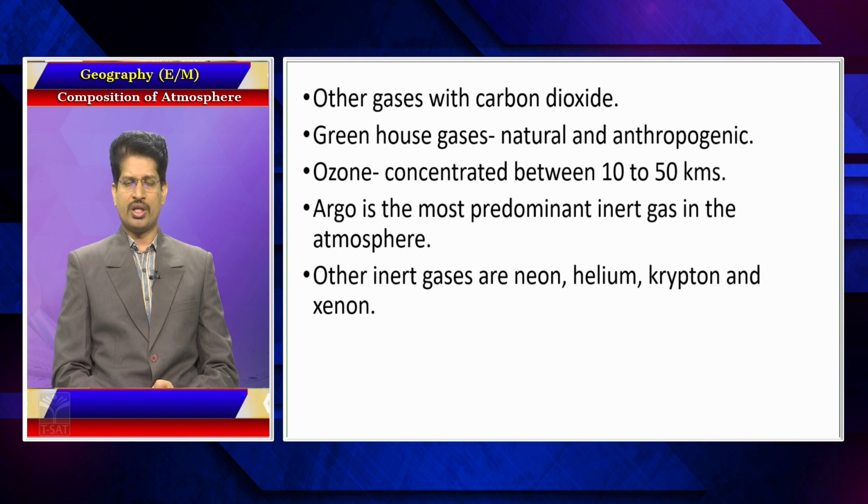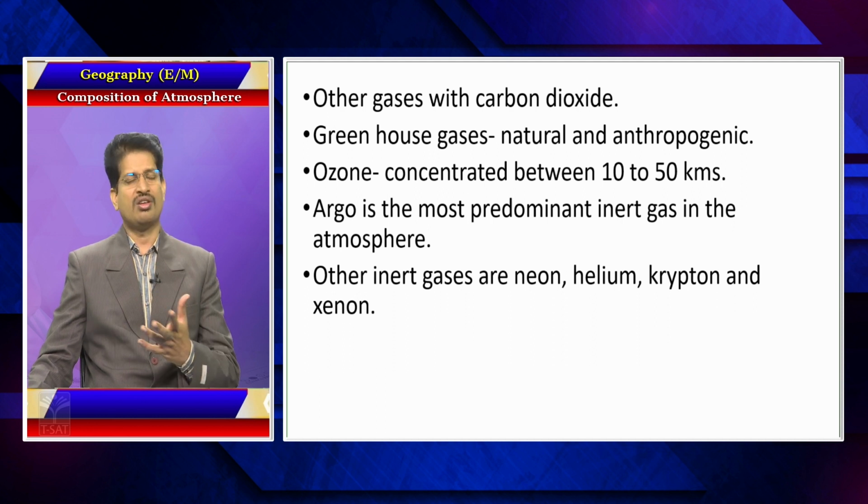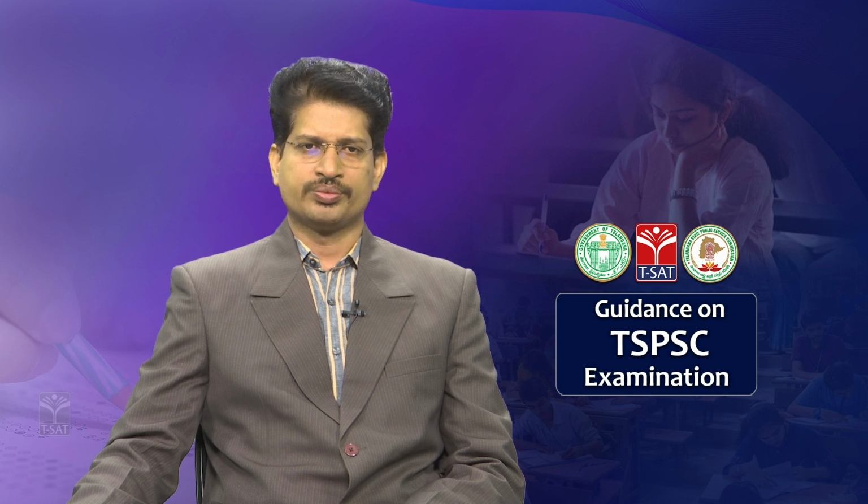Argon is the most predominant inert gas in the atmosphere. They may ask you, out of all the different kinds of inert gases in the atmosphere, which is the predominant gas present? Argon. Other inert gases are neon, helium, krypton and xenon. An inert gas is one which doesn't react easily. That is what an inert gas is.